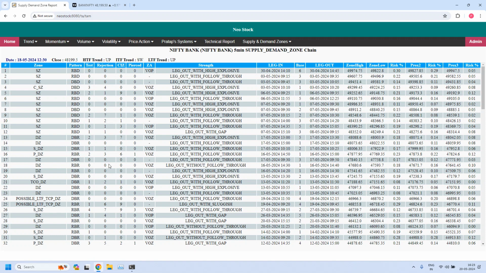And please draw the other zones. All these are normal zones at this point of time. Who knows, some of these zones will turn into high liquidity zones in the coming days.